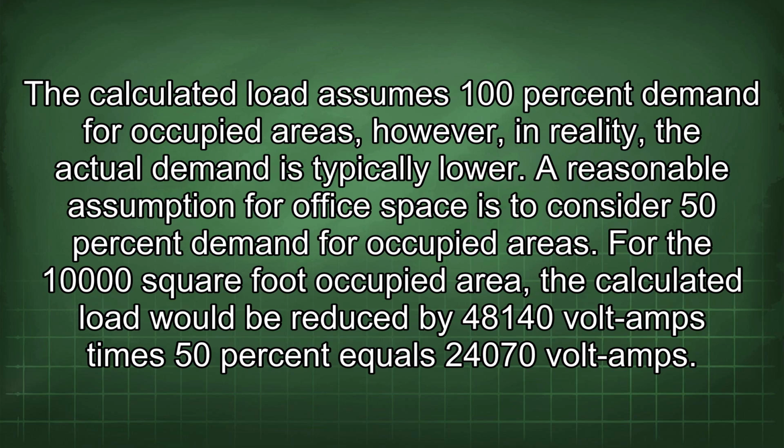However, in reality, the actual demand is typically lower. A reasonable assumption for office space is to consider 50% demand for occupied areas. For the 10,000 square foot occupied area, the calculated load would be reduced by 48,140 volt amps times 50% equals 24,070 volt amps.